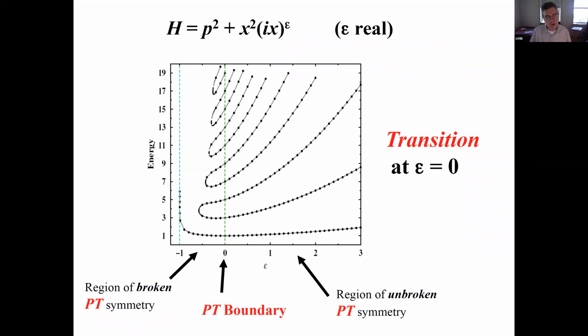Okay, so we have a transition. We have a region of broken PT symmetry, a PT boundary, and a region of unbroken PT symmetry. It's interesting that at the boundary, that's where the Hermitian Hamiltonians live. This is the case epsilon equals 0, where this Hamiltonian is Hermitian. But for all other values of epsilon, the Hamiltonian is not Hermitian. But it is still PT-symmetric. So Hermitian Hamiltonians live at the PT boundary, the PT transition.